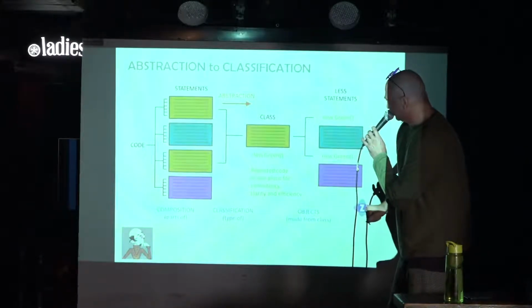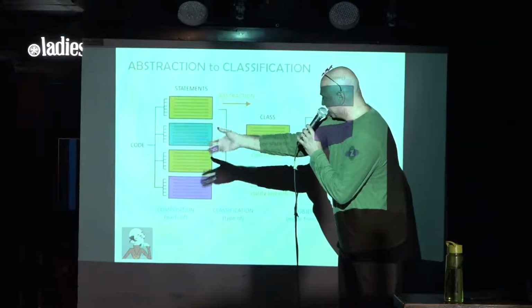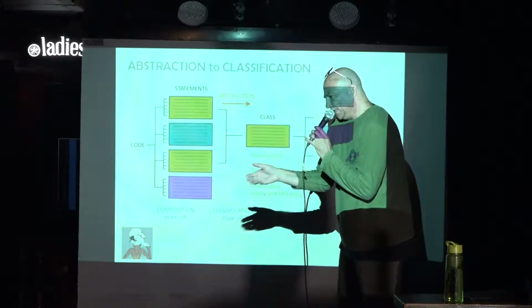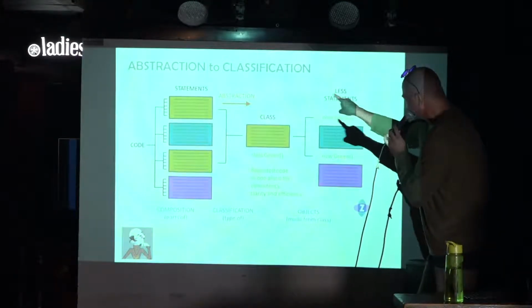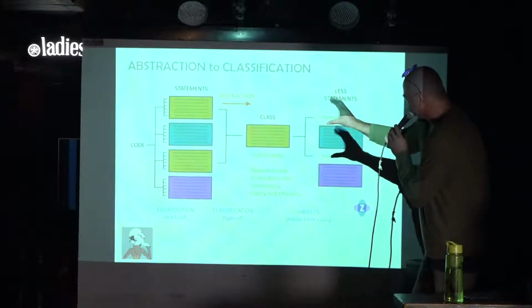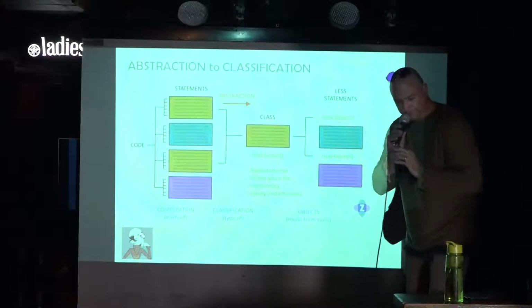a class. Could be this was code to make a button, and then we had to make another button, so we had more code for that, and then we realized, oh, you know, this is an object, a button. Maybe if we make a class of that, then we can create objects from our classification, from our abstraction. And we have, again, less statements on this side.